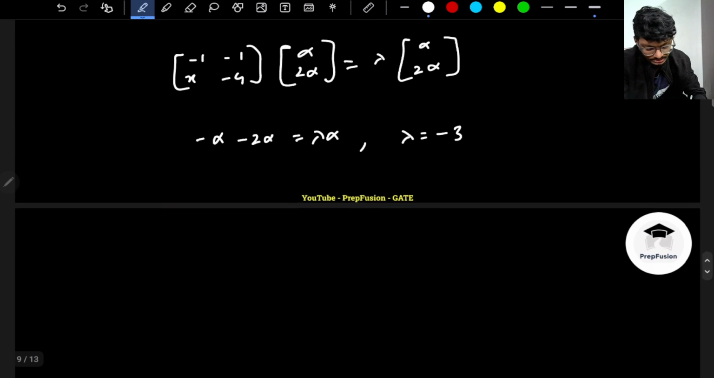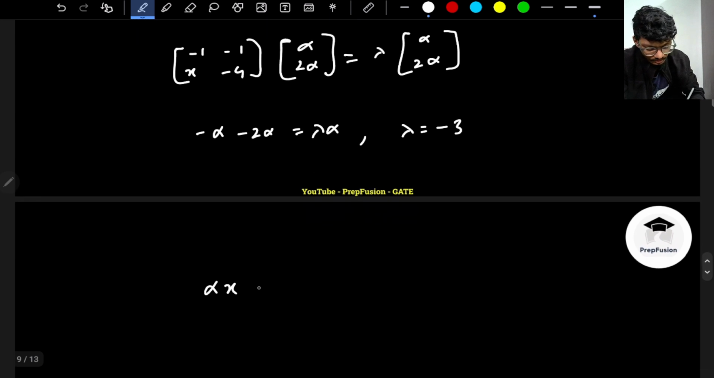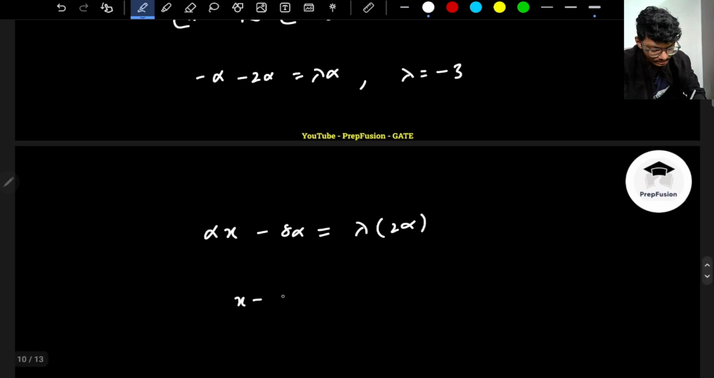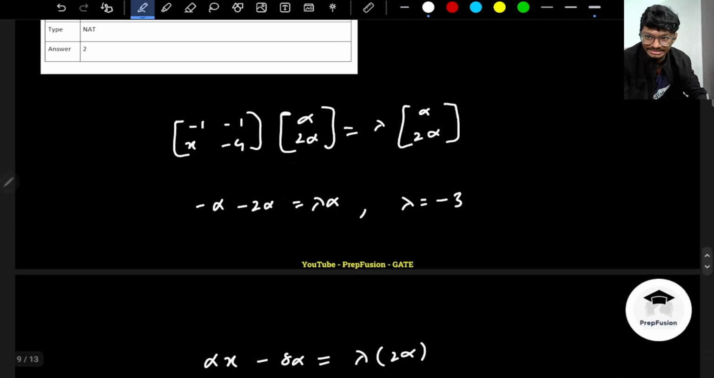Now I will compare the second row. Second row will be alpha into x minus 8 alpha equals lambda into 2 alpha. Alpha will again get cancelled. x minus 8 will be equal to 2 lambda. Lambda is minus 3, so this will be minus 6. So x comes out to be 2. So x equal to 2 will be the answer for this question.